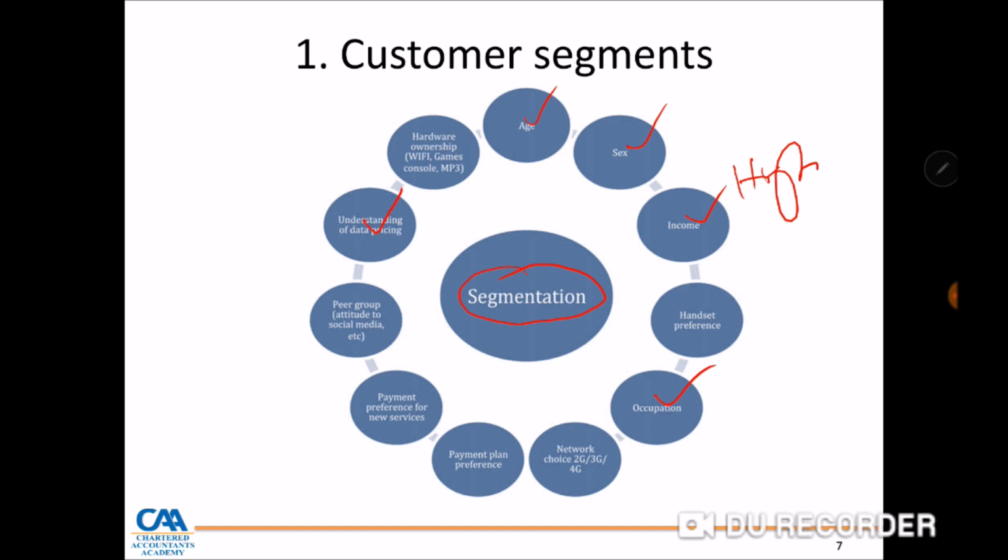So when I give you a case study in the exam, when you're analyzing a case study in the examination, you should be able to answer this question: which customers are being targeted by this entity? And if you can drill down to the specific customer segment, that would enhance your understanding even further.